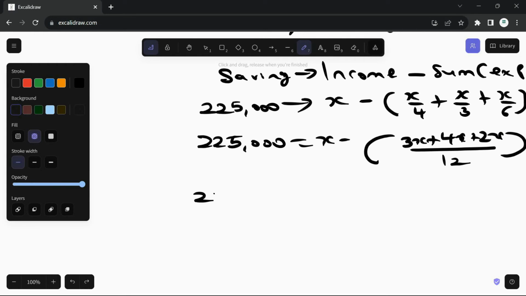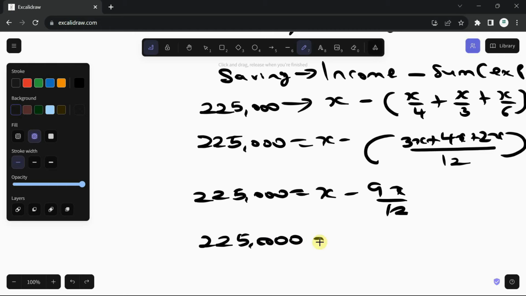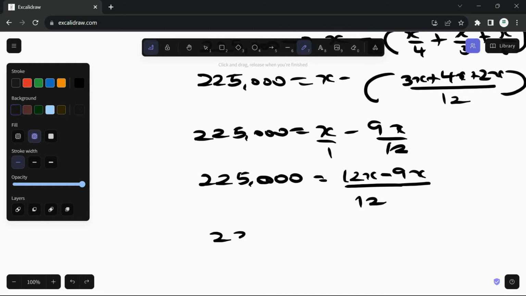So our 225,000 is equal to x minus, 3 plus 4 is 7, 7 plus 2 is 9. So that will be 9x over 12, equal to 225,000. I can simplify further: 225,000 is equal to, the LCM is 12, so this is like saying x over 1. 12 divided by 12 is 1, 1 times x is 12x, minus 12 divided by 12 is 1, 1 times 9x is 9x. So let's simplify. 225,000 is equal to 12 minus 9, that is 3, so 3x over 12.